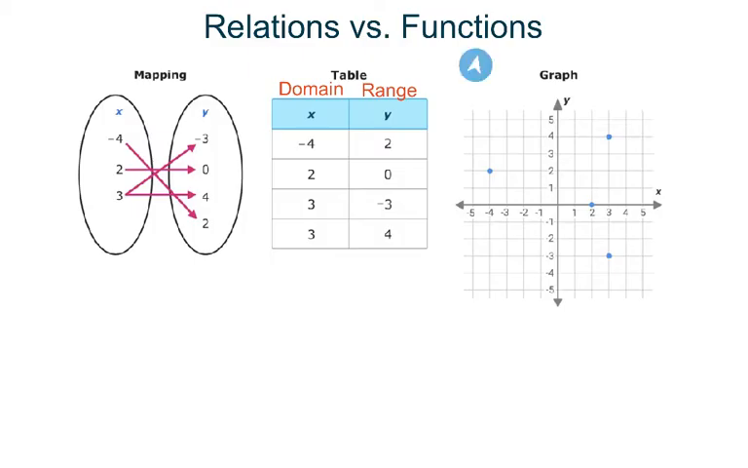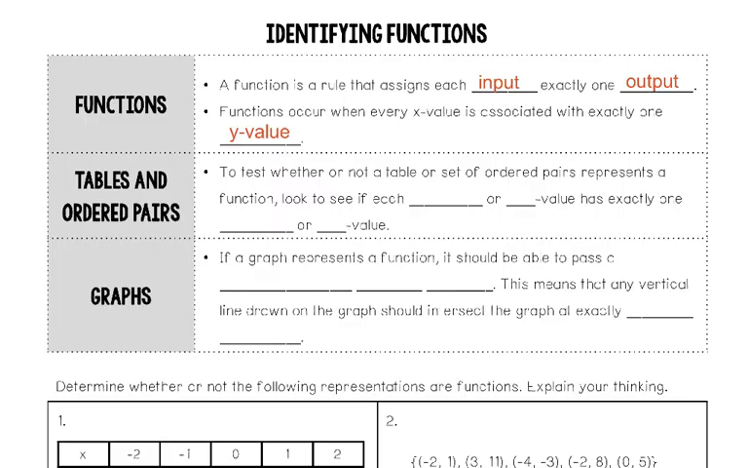In both relations and functions, you'll see x and y being called a few different things, one of which is domain and range. Domain is always your x, range is always your y. You'll also see x and y called input and output. Input is your x, output is your y. All of these are examples of a relation because they have an input value that is assigned to an output value. But today, we're going to focus on functions.